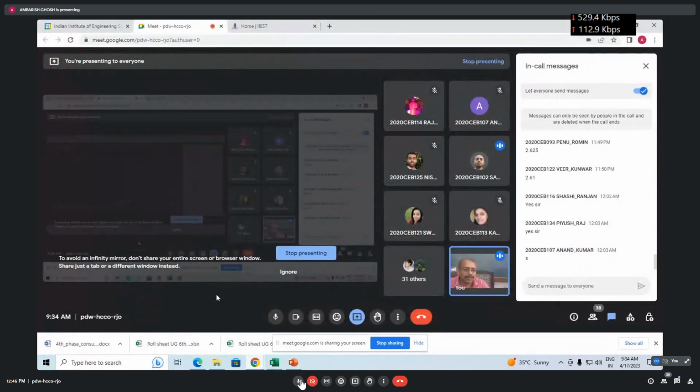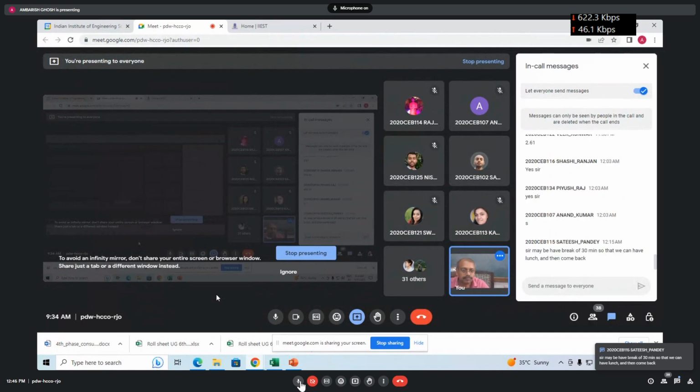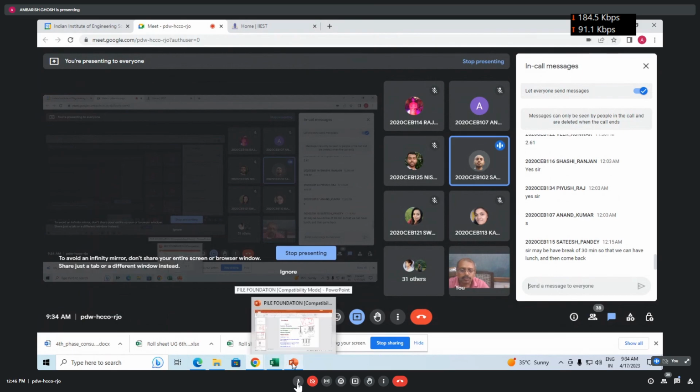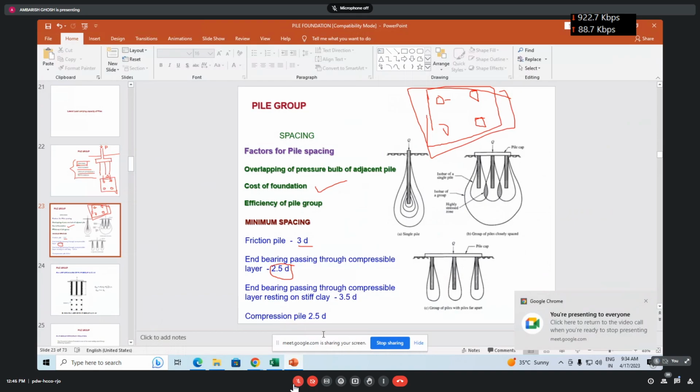Maximum spacing? Spacing is the center to center distance of two piles. Sir, you have told about the minimum, so what will be the maximum? No. If you make it maximum, then the cost of the foundation will increase. So you have to optimize.